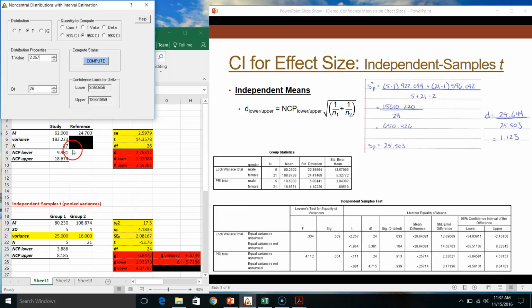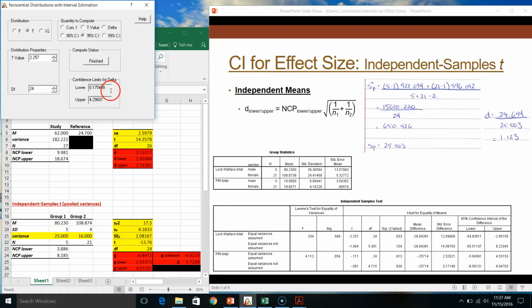I wouldn't worry about the negative there. It's sort of arbitrary. It's not going to make a difference. You're going to still get the same upper and lower limits. Degrees of freedom 24 for this test. So we've entered our test statistic, we've entered our degrees of freedom. Go ahead and hit compute.